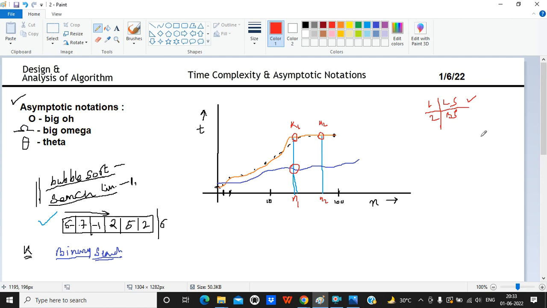Okay, we need some notations to represent the time taken by a particular algorithm, and that representation can be done by asymptotic notations. So what is asymptotic notation? Asymptotic notations are basically symbolic representations which will reflect the time taken by a particular algorithm for n number of inputs.